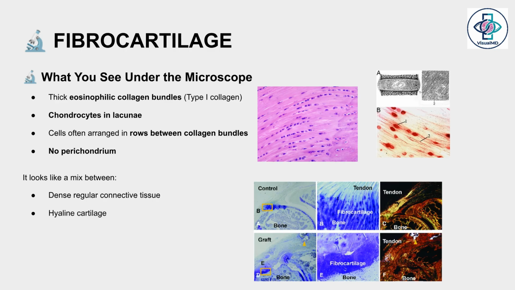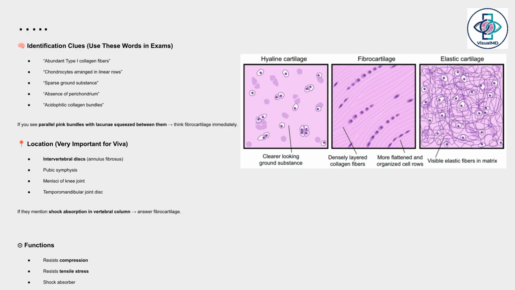Fibrocartilage appears as a mix of dense regular connective tissue and hyaline cartilage. It lacks a perichondrium and contains thick collagen bundles with chondrocytes in lacunae. Key features of fibrocartilage include abundant type 1 collagen fibers and chondrocytes arranged in linear rows. It functions as a shock absorber, resisting compression in locations like the intervertebral discs.